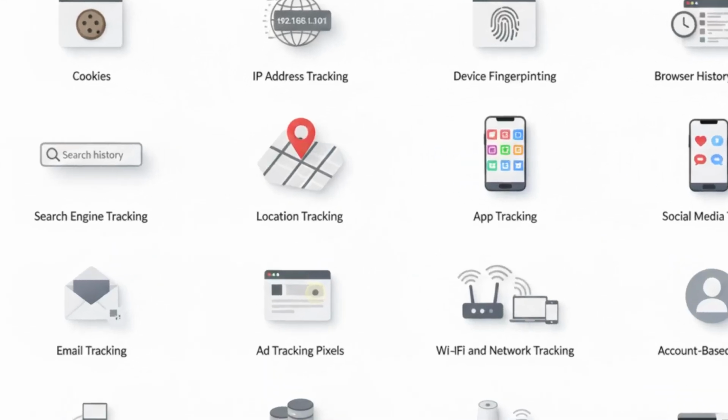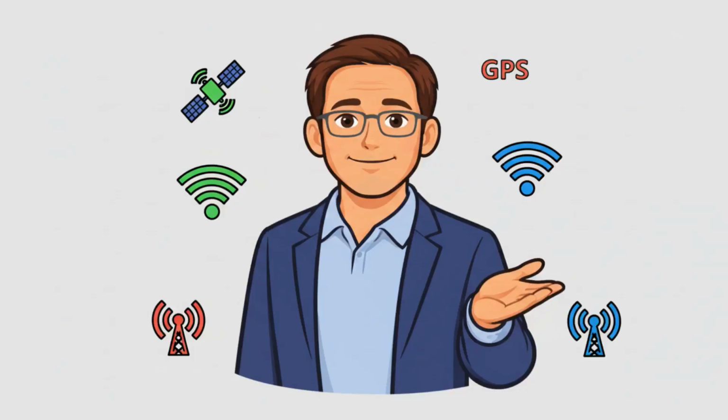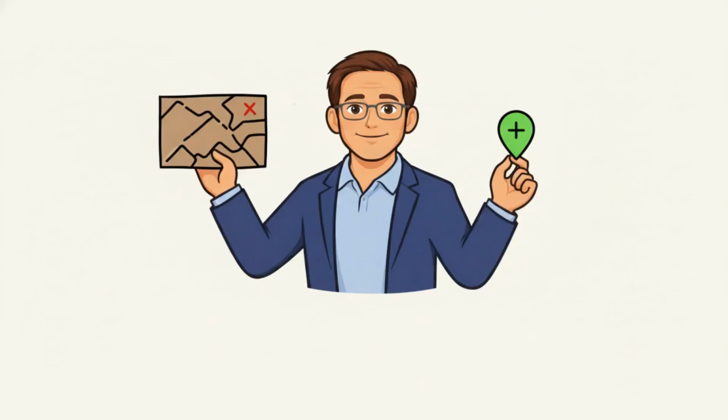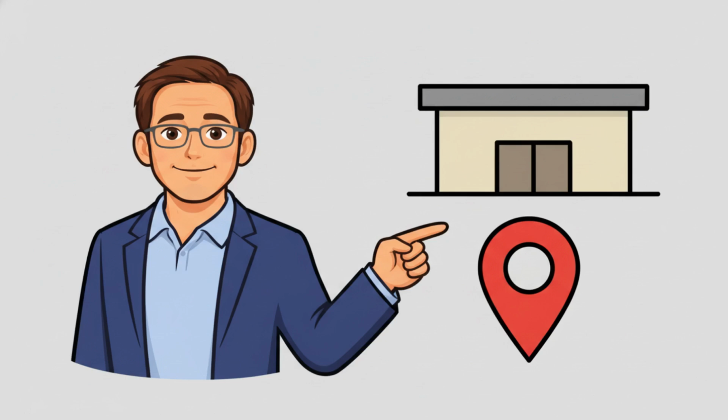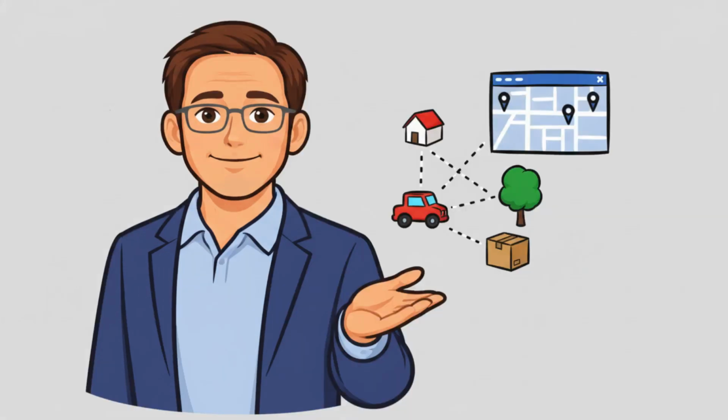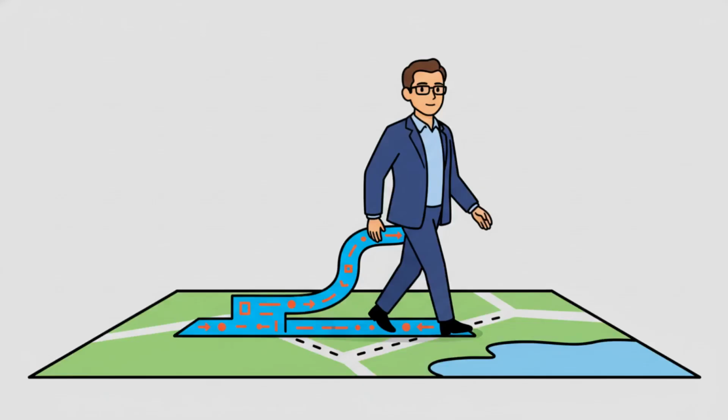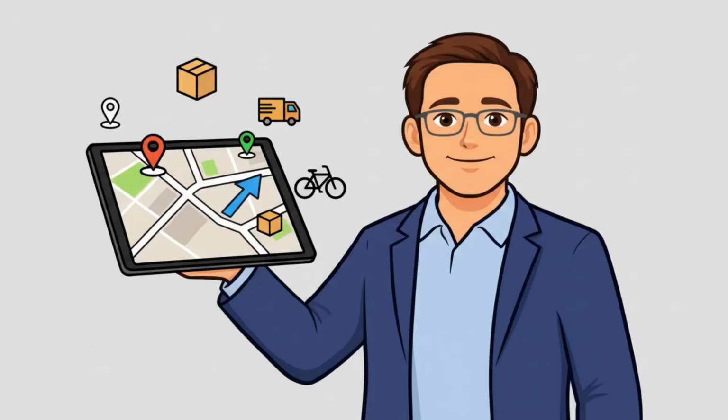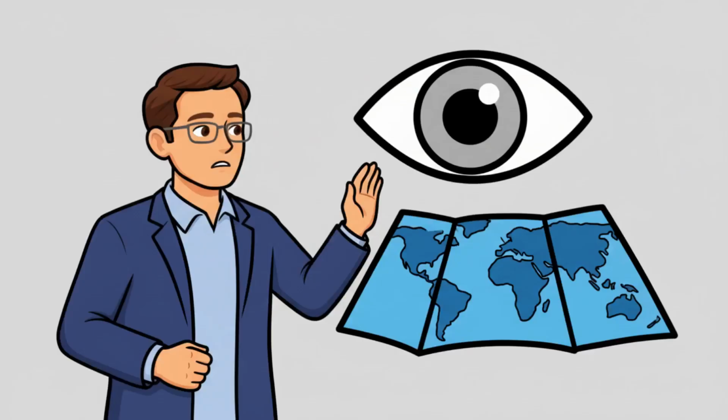Location tracking. Location tracking uses technologies such as GPS, Wi-Fi positioning, and mobile networks to determine where you are. It became widespread with smartphones and location-based services. Unlike IP tracking, it can provide highly precise data, sometimes down to a specific building. What makes it unique is its connection to the physical world, linking digital behavior with real-world movement. It matters because it enables useful services like navigation and delivery, while also raising concerns about constant monitoring of your whereabouts.